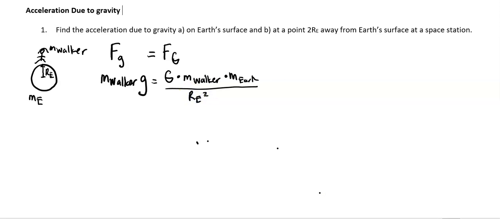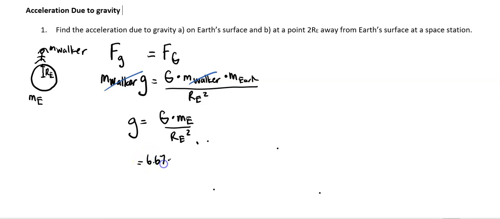Cool. So again, we're solving for acceleration due to gravity, so let's simplify this. Everything's multiplied on the top, so we can cancel out the mass of Walker, and I am just left with the acceleration due to gravity is big G times the mass of the Earth divided by the radius of the Earth squared. Cool. So I'm going to plug in numbers to see what it is.